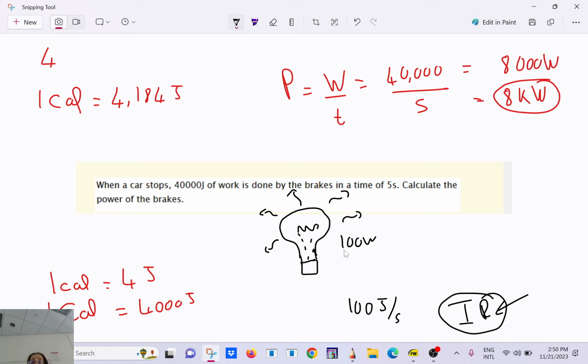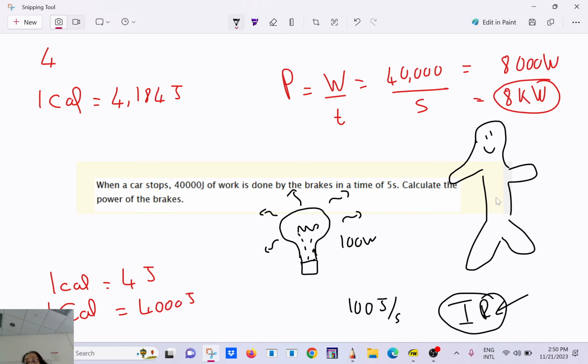Sorry. It turns out that we humans, on average, also lose the same amount of energy per second. We behave exactly like a light bulb of 100 watts. So on average, we lose about 100 joules per second. Question: how come we touch each other and we are not burning our hands?